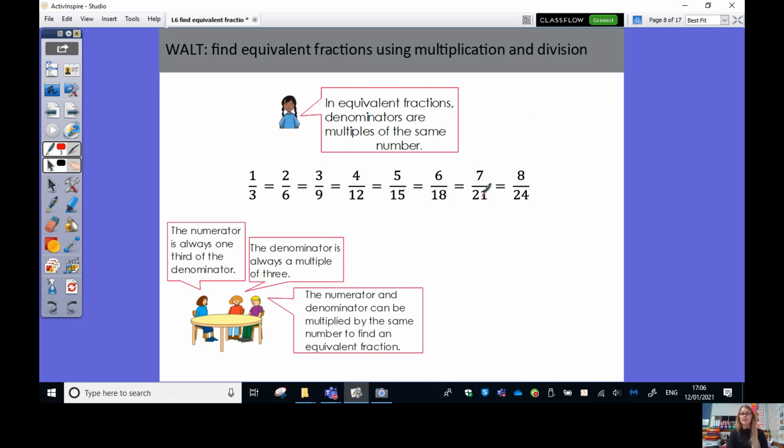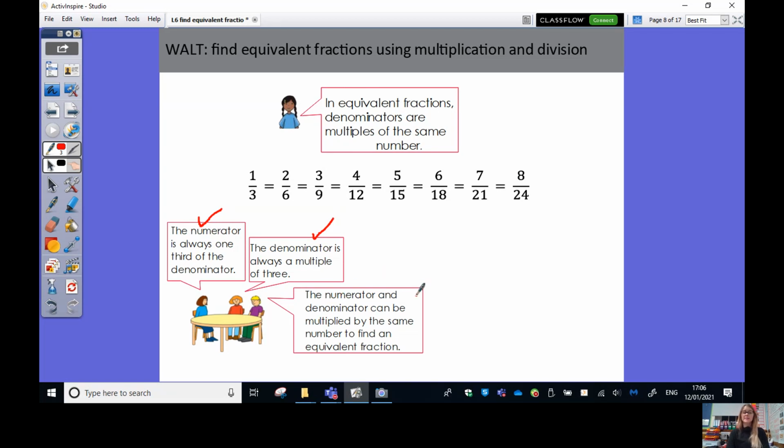Let's check a bigger number. So can 7 be divided into 21 3 times? 7, 14, 21. It can. So that one is correct, that statement. The denominator is always a multiple of 3. That means the denominator, the number on the bottom, is in the 3 times tables. So we've already looked at that pattern, and so far that is true.